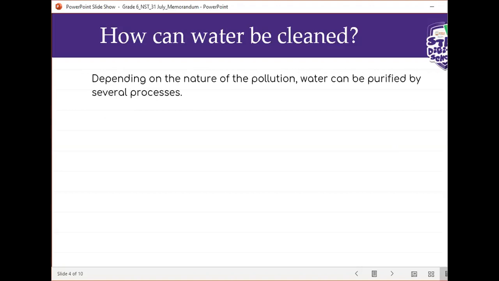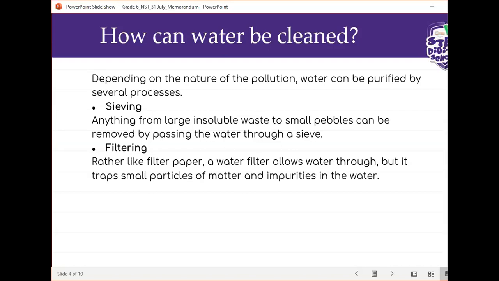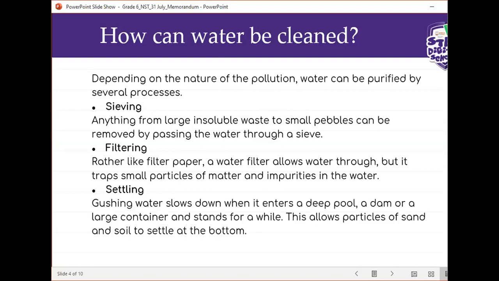Depending on the nature of pollution, water can be purified by several processes. We have sieving. This is anything from large insoluble waste to small pebbles can be removed by passing the water through a sieve. Then filtering. Rather like filter paper, a water filter allows water through, but it traps small particles of matter and impurities in the water. Then settling. Gushing water slows down when it enters a deep pool, a dam, or a large container and stands for a while. This allows particles of sand and soil to settle at the bottom.